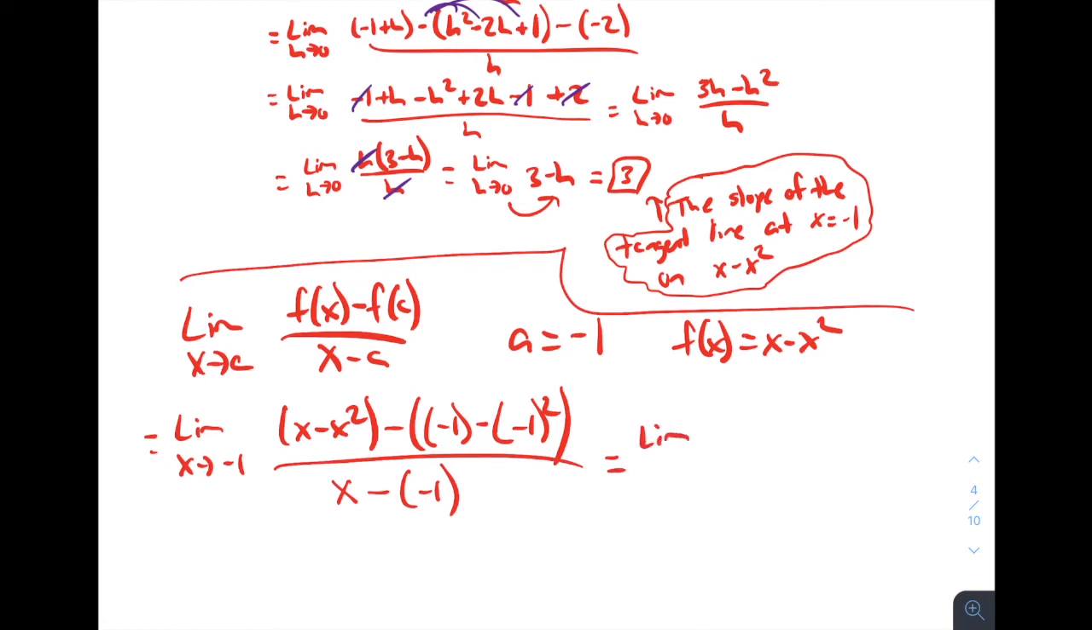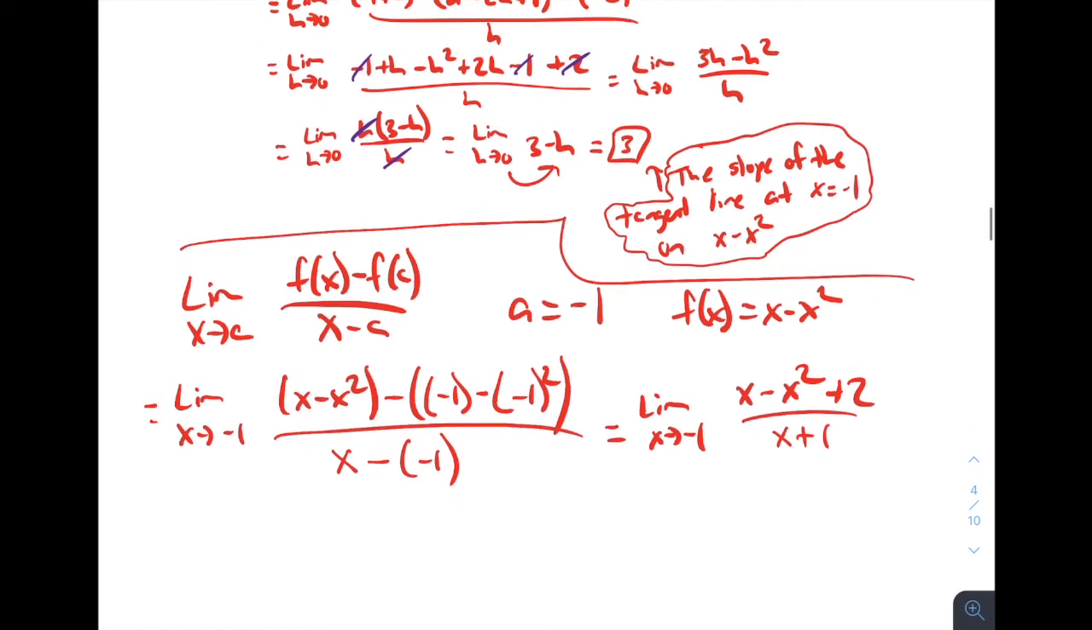Well, this is the limit as x approaches -1 of, what do we have? We have x minus x squared. Here we have a -1 minus (-1) squared. -1 squared is 1, so -1 minus 1 is -2. And then I have a -2, so we're essentially adding 2 to this particular one. And then we are still dividing by x minus -1, so x plus 1 down in that denominator.